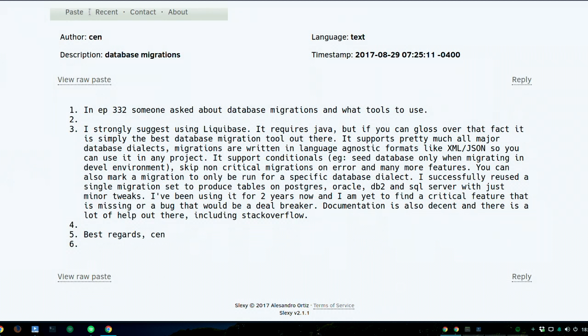I strongly suggest using Liquibase. It requires Java, yes, but if you can gloss over that fact, it is simply the best database migration tool out there. It supports pretty much all major database dialects. Migrations are written in language-agnostic formats like XML or JSON, so you can use it in any project.